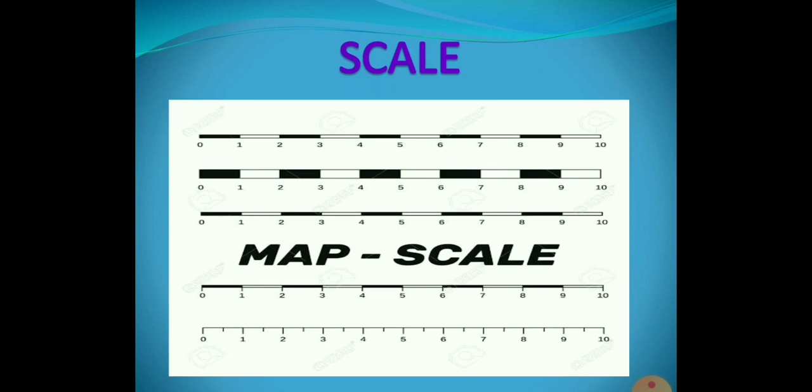The ratio between the distance on the ground and the distance on the map is known as the scale of the map. In this case, we would write or say 5 centimeters to 200 kilometers. Maps are always drawn to scale.